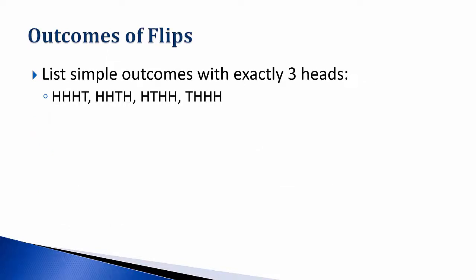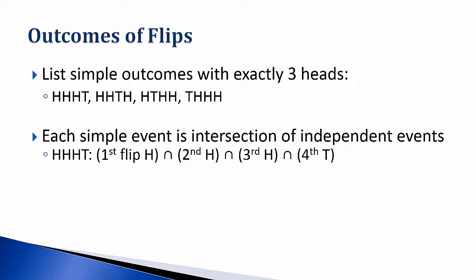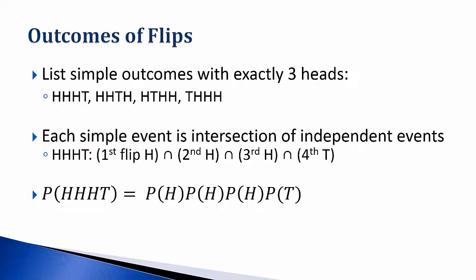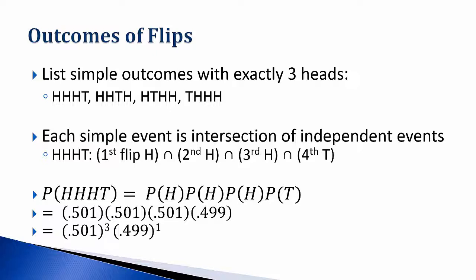Let's look at each of the 4 outcomes: HHHT, HHTH, HTHH, and THHH. Well, since they are independent events, we can multiply probabilities. So, P(HHHT) is equal to P(H) times P(H) times P(H) times P(T). So that's 0.501 times 0.501 times 0.501 times 0.499. Or it's 0.501 to the 3rd times 0.499 to the 1st.